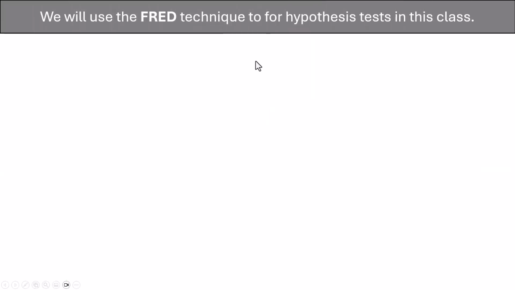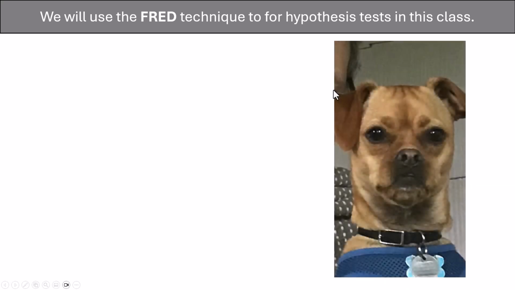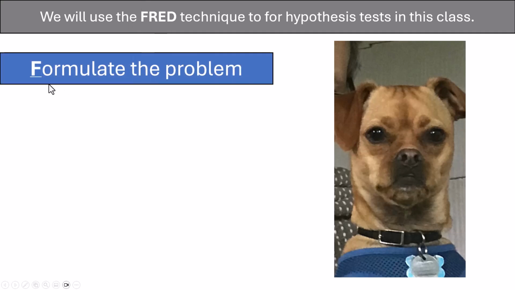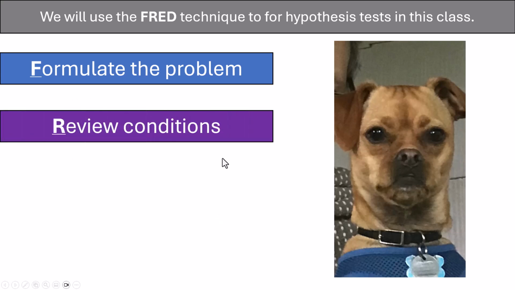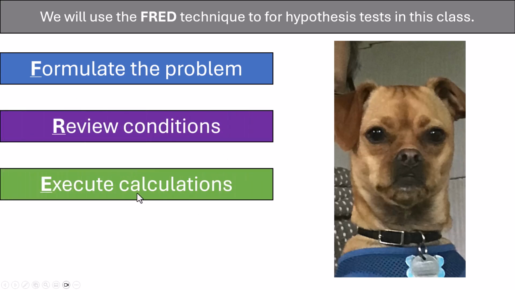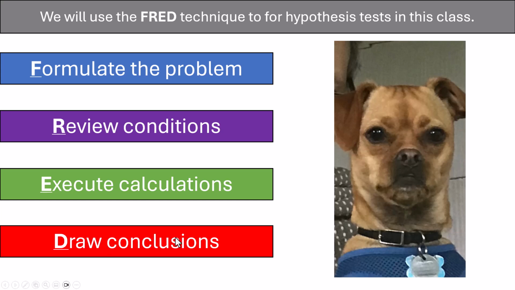We will be using the FRED technique for all hypothesis tests in this class. As you may remember, Fred is John Gabrosic's dog, and we have a technique to complete inferential statistical methods using this technique, where each letter represents a different step that we'll be completing. So the F in FRED stands for formulate the problem, R is review conditions, E is execute calculations, and D is draw conclusions. So let's take a look at what this will be for the chi-square test.